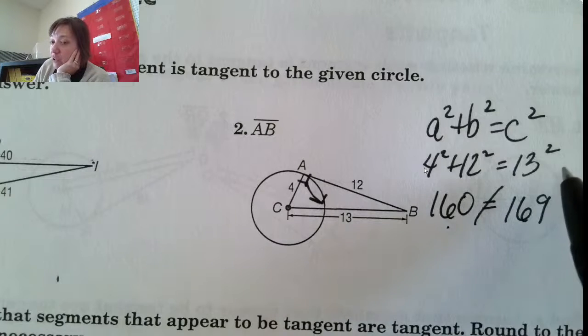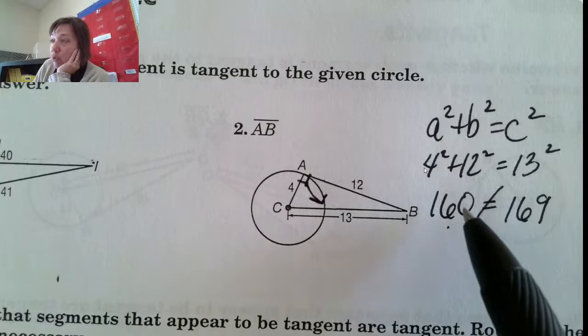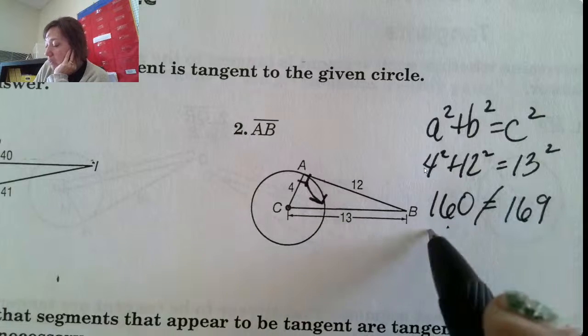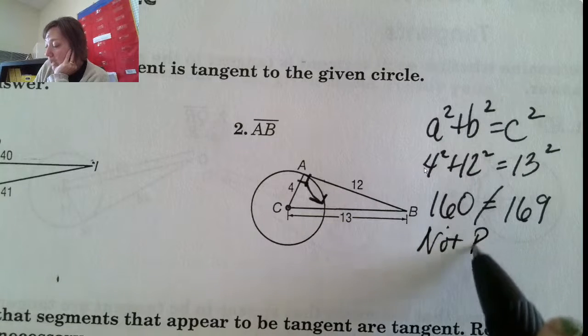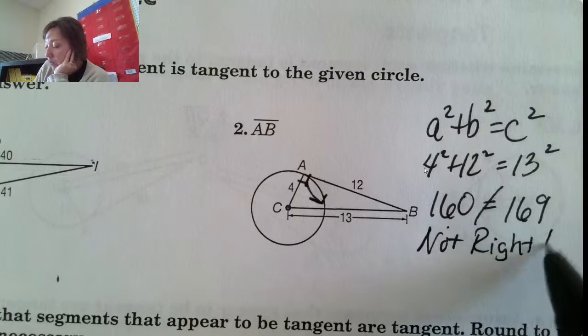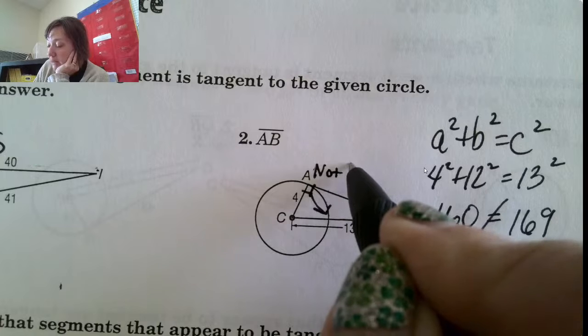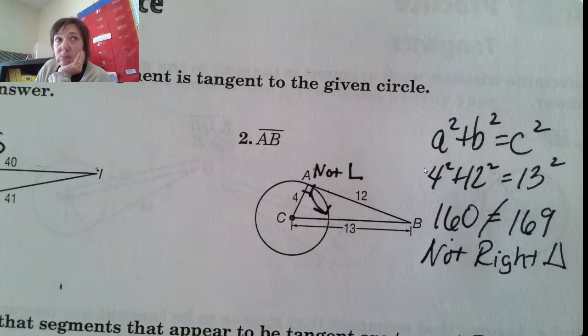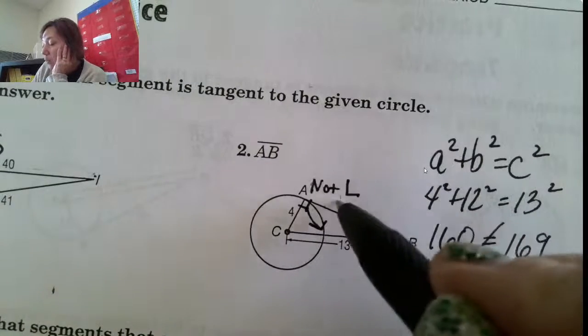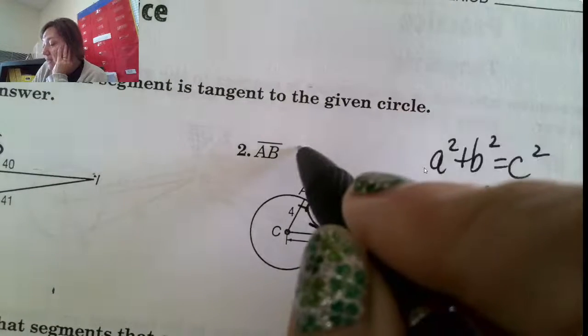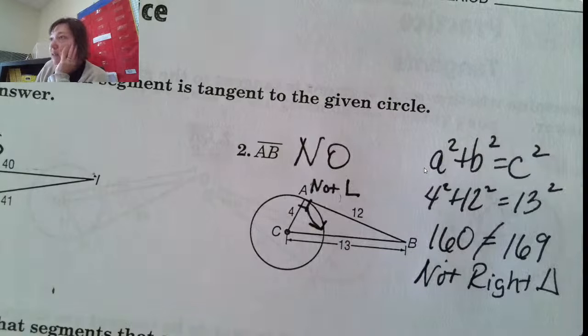And then we square this one. And if they do not equal, that means it's not a right triangle, right? And so if it's not a right triangle, then that means it's not a right angle. Can we just put no? Yes. So if it's not a right angle, then that means that AB is not a tangent.